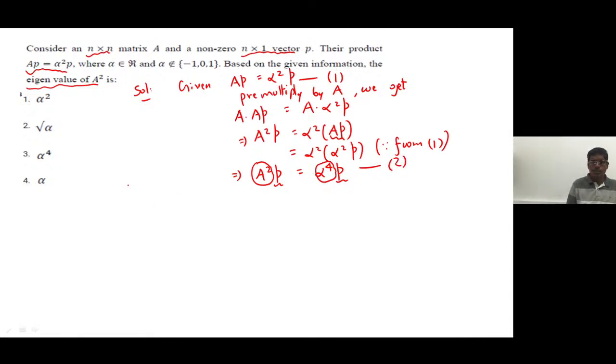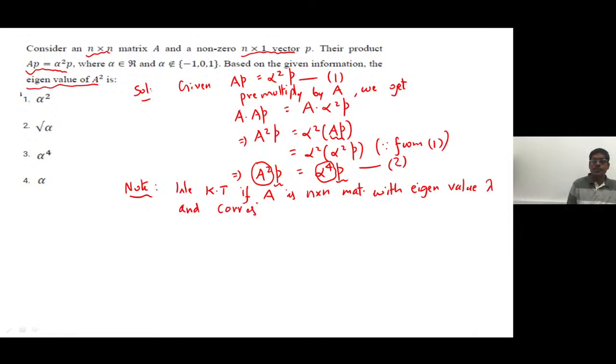Note, comparing with this, we know that if A is an n cross n square matrix with eigenvalue lambda and corresponding eigenvector denoted by capital X, then the relation between these three is A into X is equal to lambda times X. Let us say this is 3.